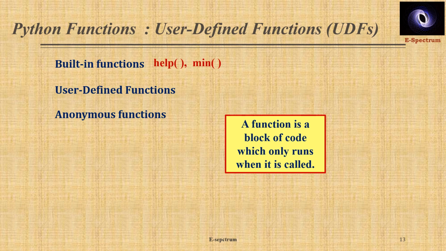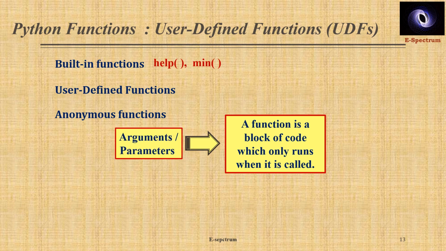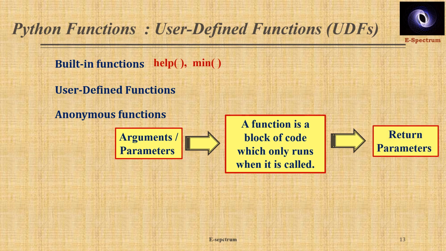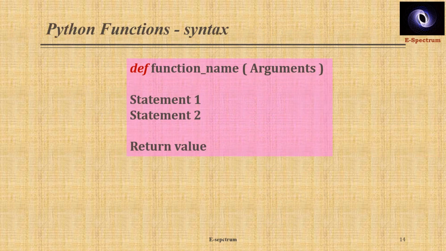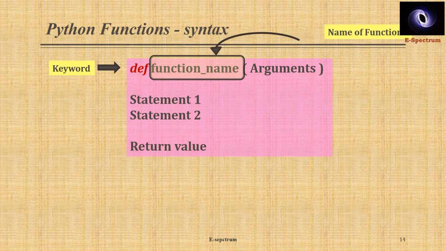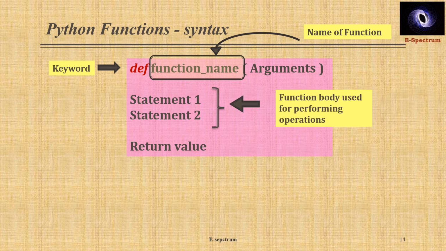So what is the use of function basically? A function is a block of code with which it runs when it is called. The input to the function will be some arguments or the parameters you may pass. The output of the function will be it is returning the result, that is return parameters. In Python, a function is defined using a keyword, that is def. So syntax of the function is you have def, which is a keyword. You will be giving some name to your function. So function name is the name of function. The body of function, that is statement 1 and statement 2.